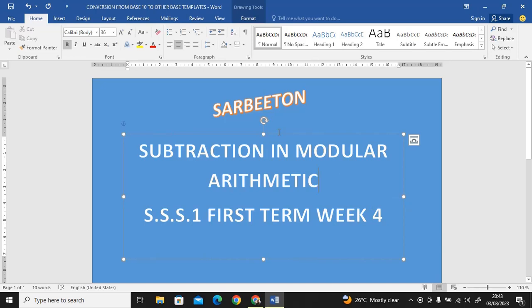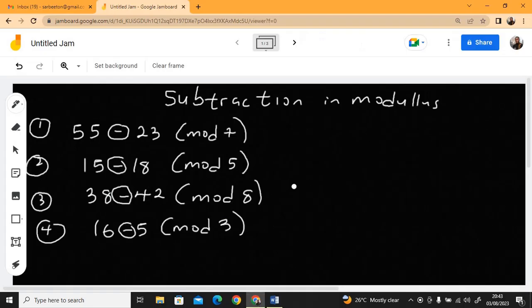Look at subtraction in modular arithmetic. So how do you subtract numbers in modular arithmetic? Now this is a question given to us here. We are going to look at this question and how you can solve it based on modulo, dealing with subtraction.